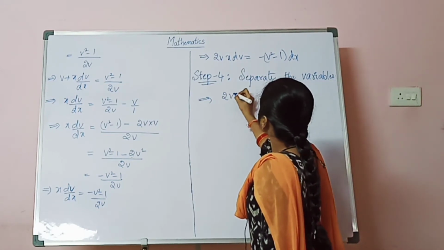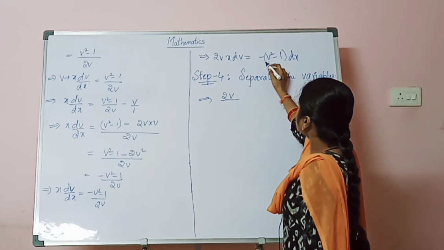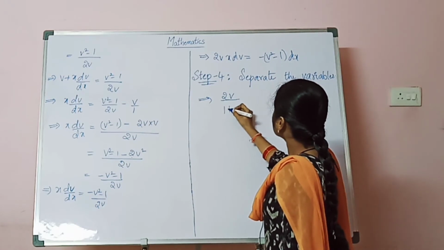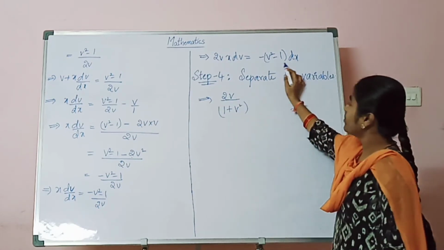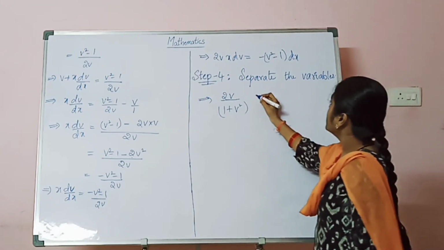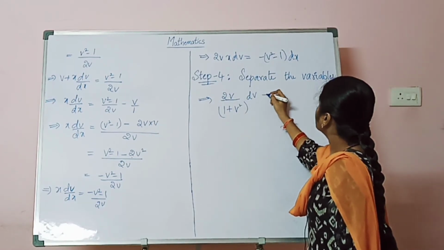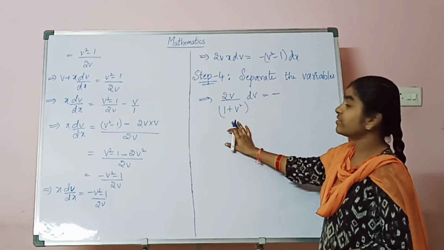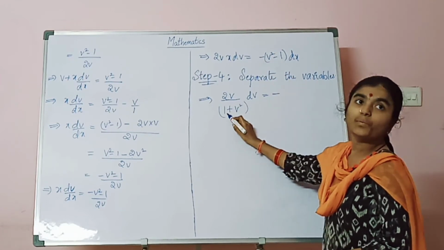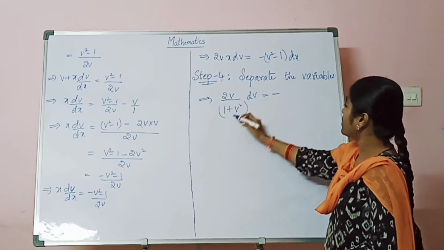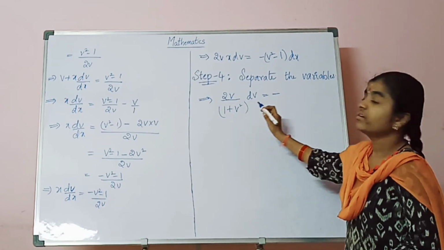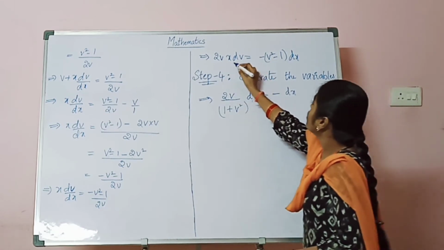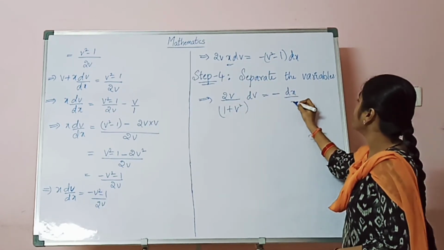So 2v by, now we are taking minus common here. So 1 plus v square. Taking minus common, what will we get here? 1 plus v square into dv as it is equals to minus as it is. What we are doing here is taking these v terms to this side. So minus we are taking common. So 1 plus v square equals to minus as it is dx by x, because the multiplication term comes here and becomes division, dx by x.